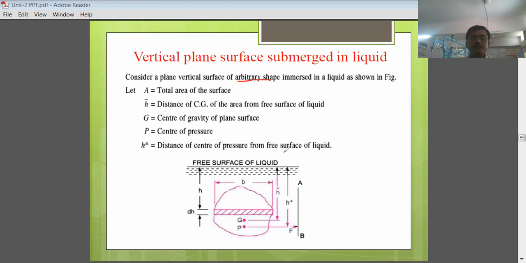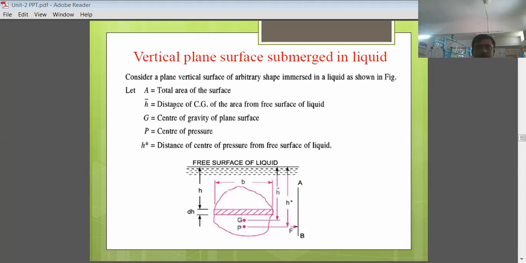Now here let the total area of this entire surface be denoted by capital A. Then capital Z is the center of gravity of the plane surface. The center of gravity of this entire surface is denoted by capital Z.